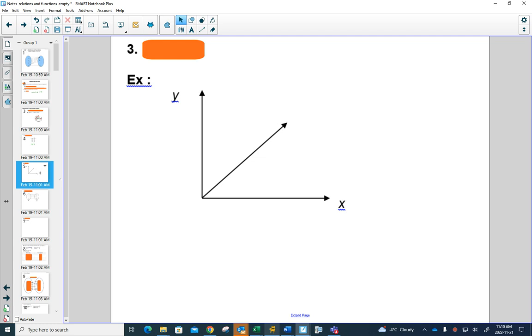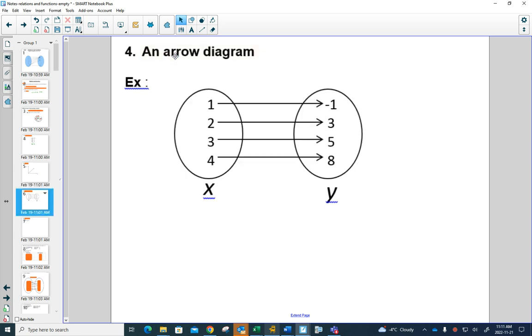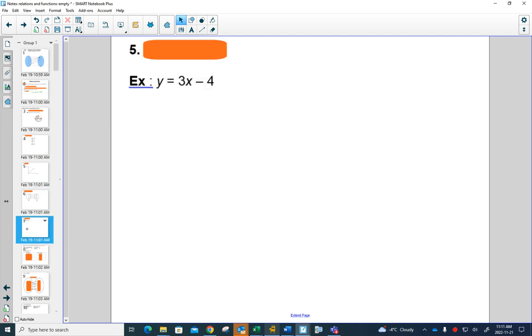Because we can plot coordinates on a graph, you have an x coordinate and a y coordinate, you can show a relation as a graph as well. Sometimes we show an arrow diagram. In this relationship, the 1 goes to negative 1, the 2 goes to 3, the 3 goes to 5, the 4 goes to 8. Doesn't really look like this one has a pattern, just sort of random. And finally, we can have an equation.